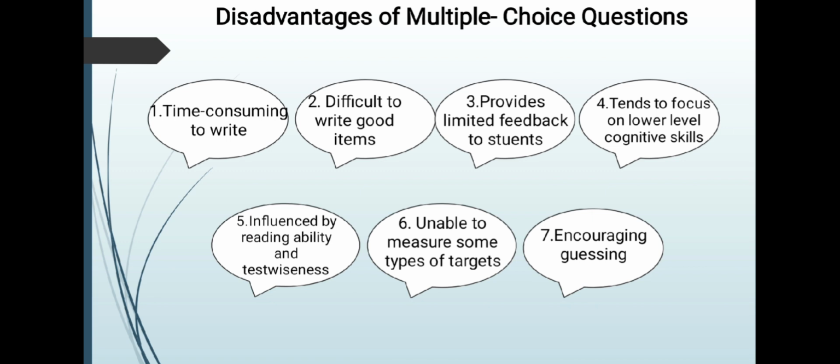MCQs are also unable to measure some types of learning targets, such as the ability to construct logical arguments, write persuasively, or engage in creative thinking. While they can efficiently assess broad content coverage, they fall short when it comes to assessing skills that require explanation, creation, or real-world performance. And lastly, MCQs can encourage guessing, especially when students are unsure.